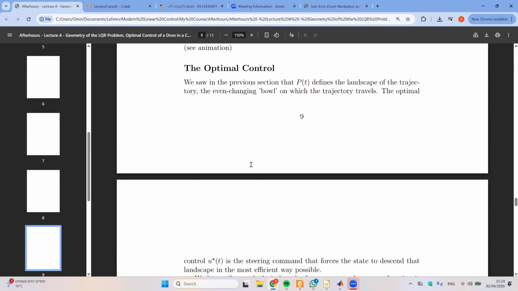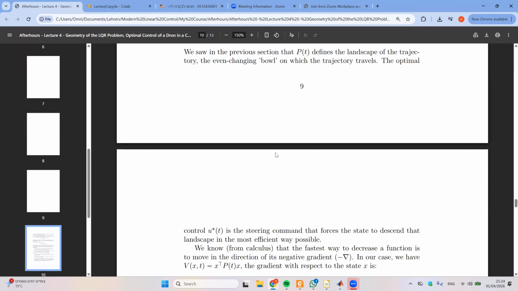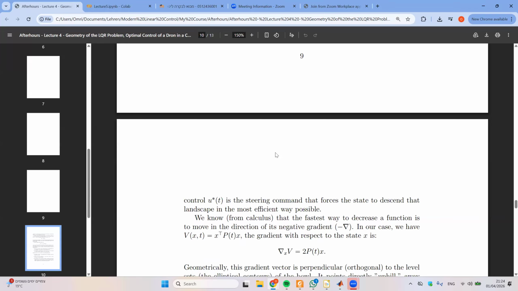Now, what about the optimal control? Basically, we saw earlier that the point of the optimal control is to make the state go down the ball to 0. Now, we know from calculus that the fastest way, or the most ideal direction to move, is down the gradient. So if we are on some point in the function, the gradient is pointing in the steepest direction. So if we go the opposite way, that's just pointing at the valley, at the 0.